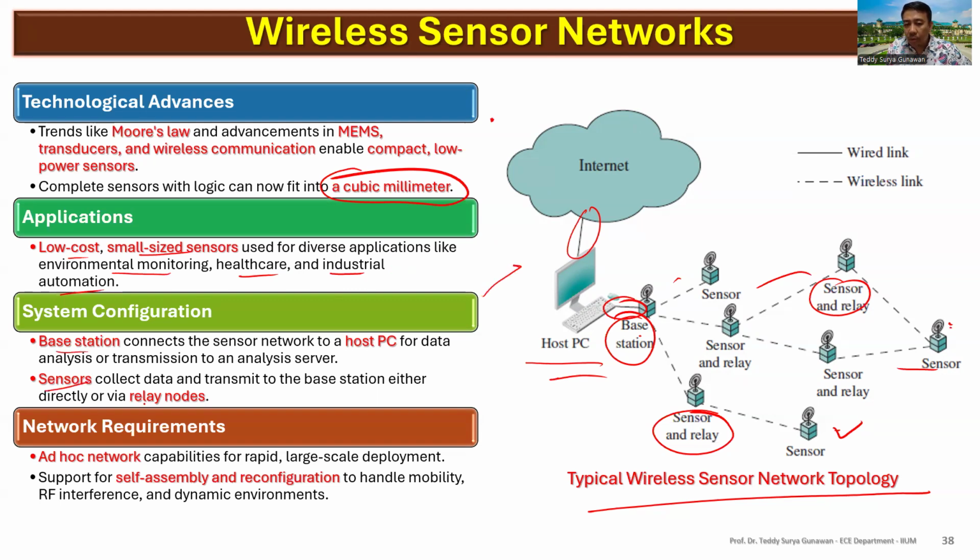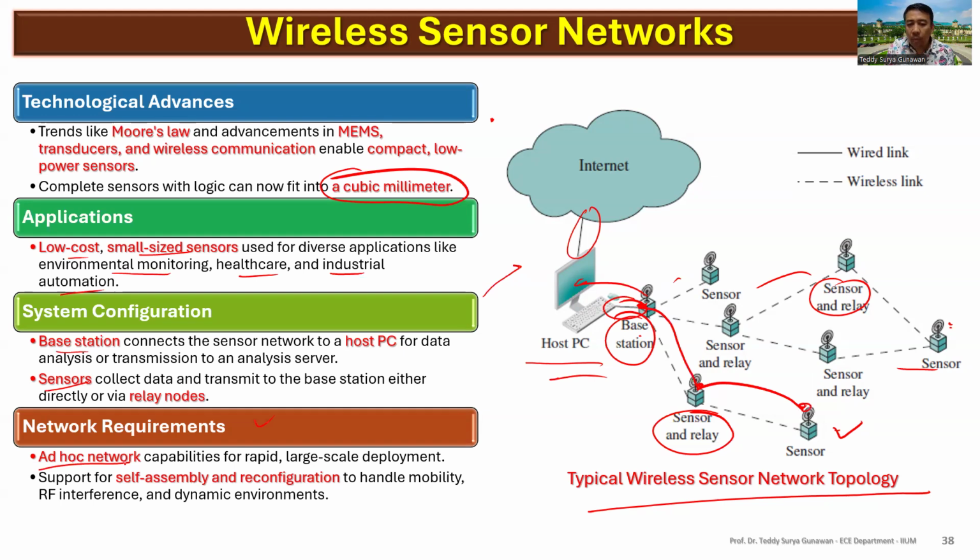Okay, so the system configuration you can see in this figure: you have the base station and you have the sensor, and you can transfer directly to the base station or, if it is too far, then you can use a relay node. So the measurement from here can hop to here and then reach the base station and then be recorded on the host PC.